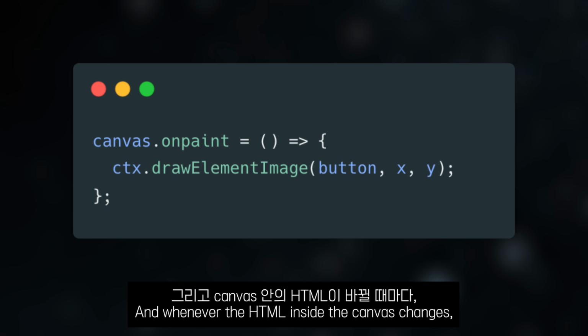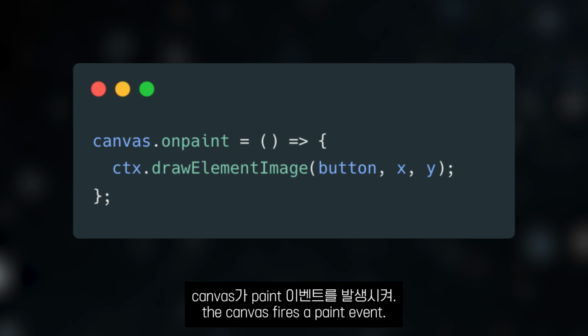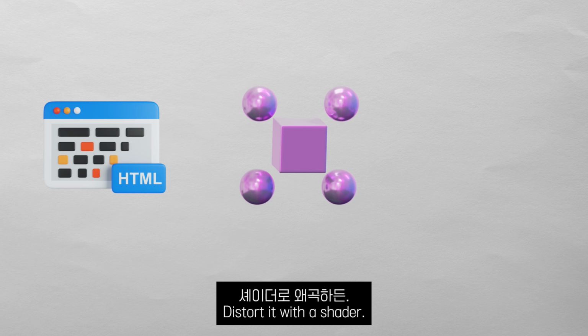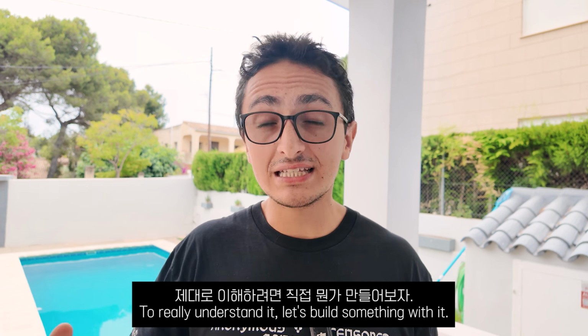And whenever the HTML inside of the canvas changes, like an input getting focused or a button getting hovered, the canvas fires a paint event. You listen for it, and inside of it, you do whatever you want. Paint the HTML, distort it with a shader, or wrap it around a 3D shape. That is almost the whole API. To really understand it, let's build something with it.